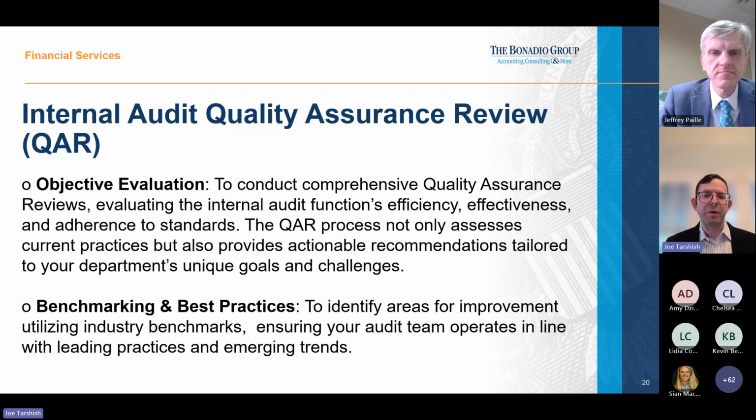You want to conduct a comprehensive quality assurance review, evaluating the IA function's efficiency, effectiveness, and adherence to standards. The QA process not only assesses current practices, but also provides actionable recommendations tailored to your department's unique goals and challenges. And let's talk about benchmarking and best practices. To identify areas for improvement, you would use industry benchmarks, and this will help you to ensure your audit team operates in line with leading practices and emerging trends.